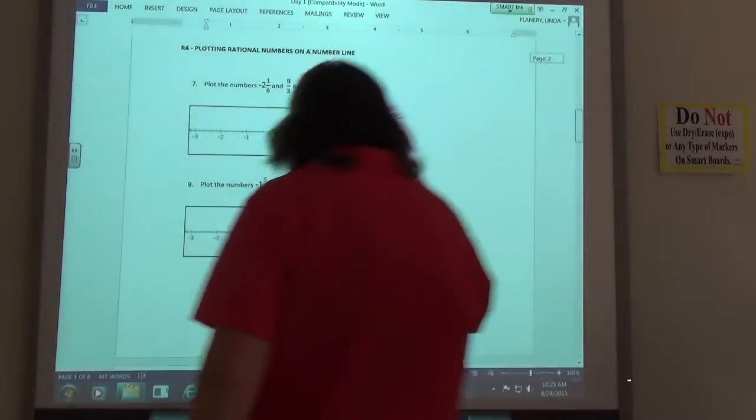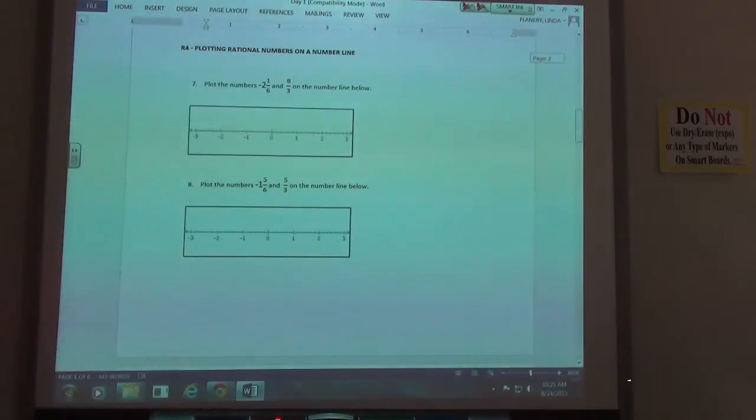The next ones that showed up when I went through the pie chart: plotting rational numbers on a number line. Anybody know what a rational number is, as opposed to an integer? Fractions. Technically, a rational number is anything you can write as a ratio, which is a fraction. So we're going to plot fractions on the number line.